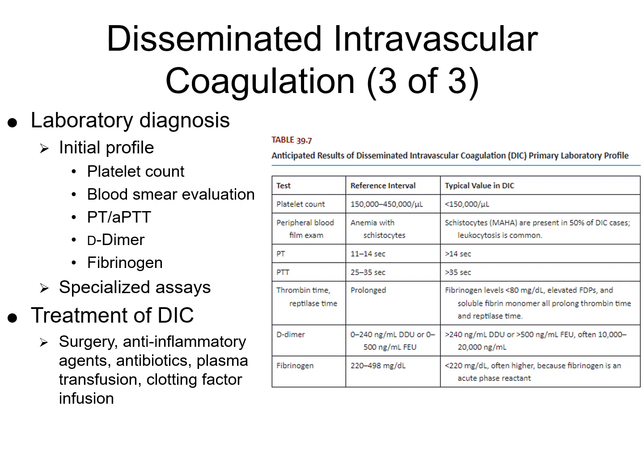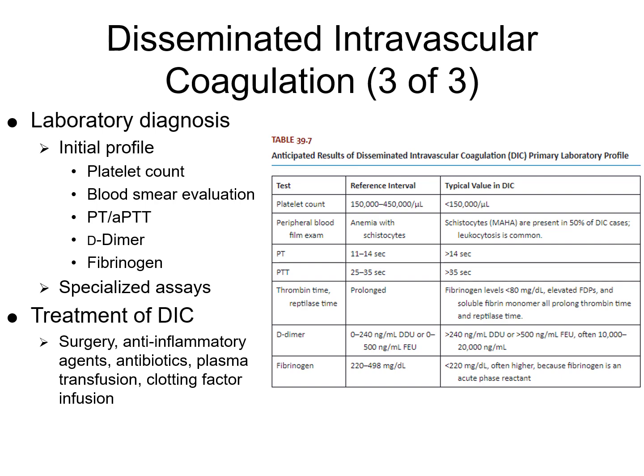For PT and PTT, they're going to be prolonged, which reflects the consumption of the clotting factors. The D-dimer will be elevated due to increased fibrinolysis and clot breakdown. The fibrinogen will typically decrease in acute DIC because it is consumed in the clot formation. For the specialized assays, this may include assays for individual clotting factors, antithrombin levels, protein C activity, and fibrin degradation products for a detailed evaluation. This is usually going to be done in a specialized lab, so not typically in your run-of-the-mill hospital lab.